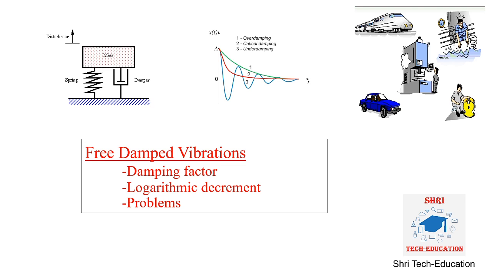In the last lecture we studied how to find the natural frequency of free damped vibration. Before that we saw what damping is, and the types of damping as well. In today's lecture we will study some terms related to free damped vibration, such as damping factor, logarithmic decrement, and some problems based on free damped vibration.